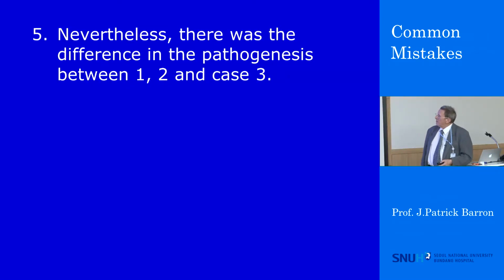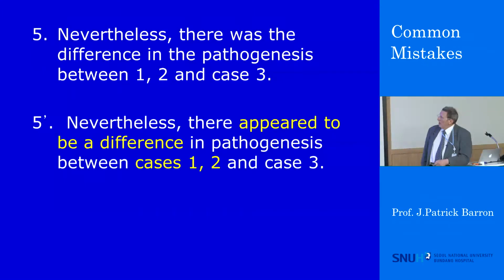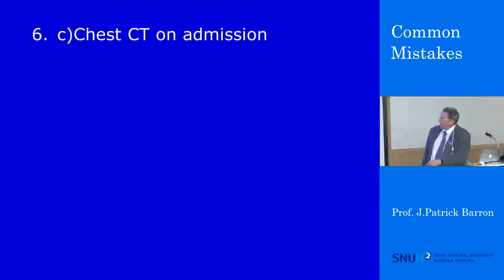Nevertheless, there was a difference in the pathogenesis between 1, 2, and case 3. Now, what does that mean? Between 1, 2, and 3, or 1, 2, and 3? There appeared to be a difference in pathogenesis between cases 1, 2, and case 3. So in this case, it should be that 1 and 2 are together, and case 3 is separate. Again, this is a question of spacing.